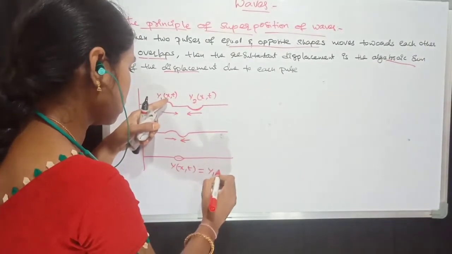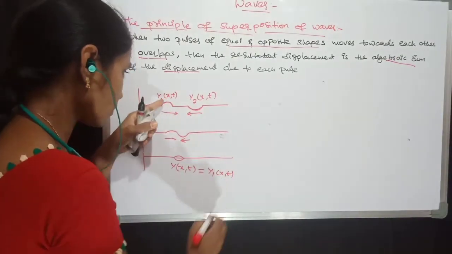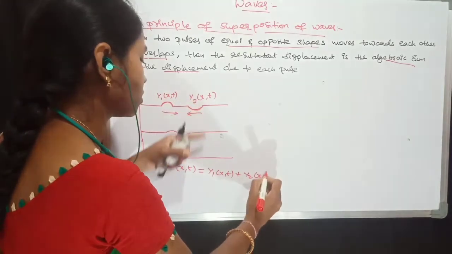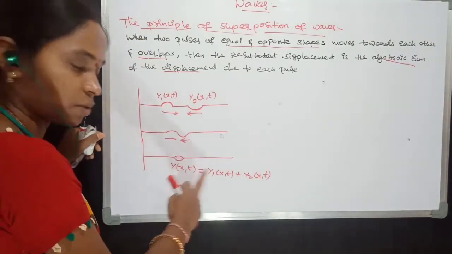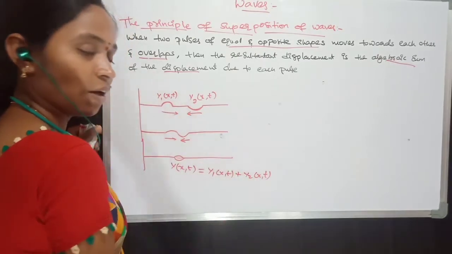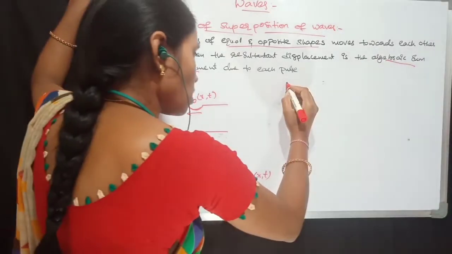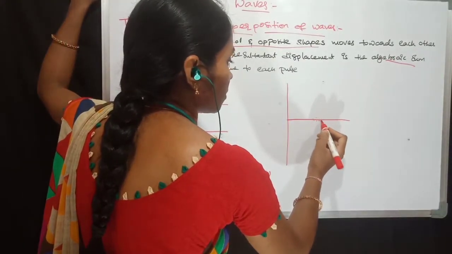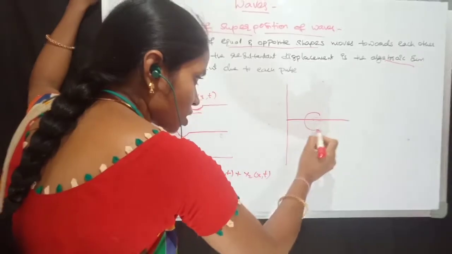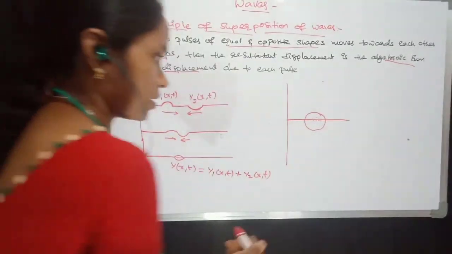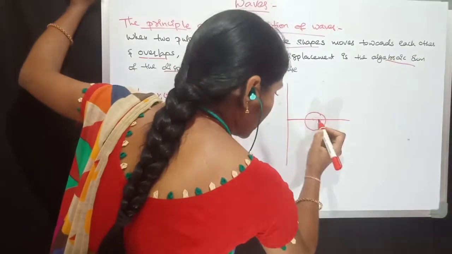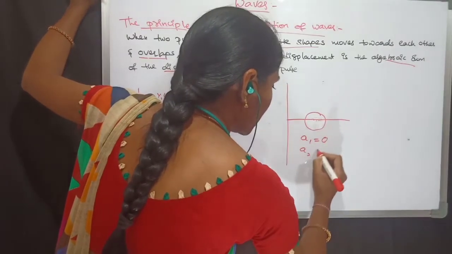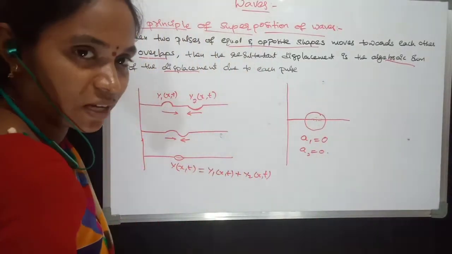We have two pulses, that is y1 of x comma t and y2 of x comma t. The resultant displacement will be the algebraic sum of these two pulses, and after overlapping each other, here the pulses disappear. At this position, the pulses disappear. Why is it happening? Because the amplitude for each wave will be equal to 0 after overlapping each other.